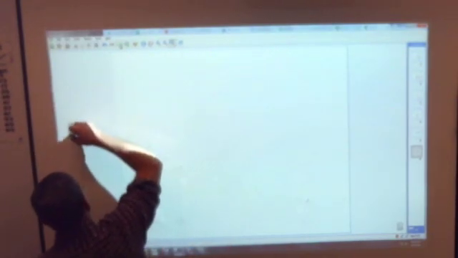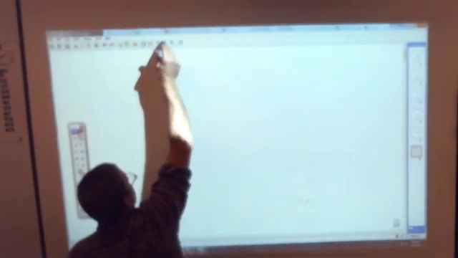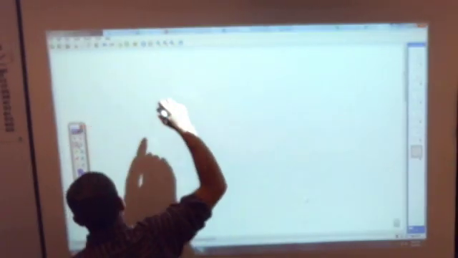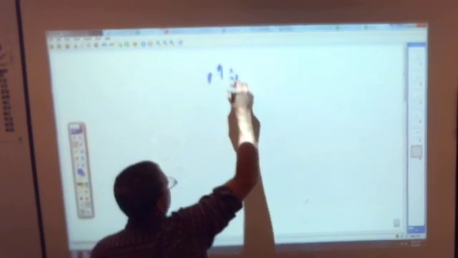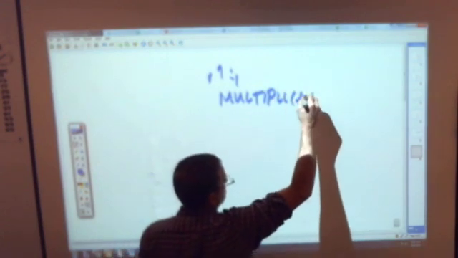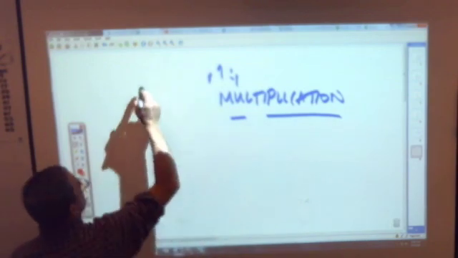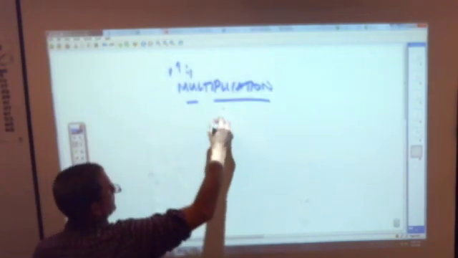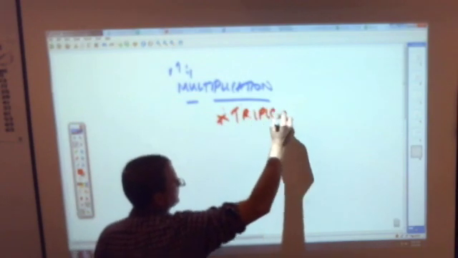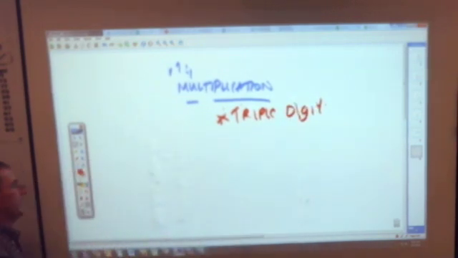Alrighty. Under multiplication, ladies and gentlemen, everybody's favorite multiplication. And it is the little subheading, multiplication. I get to get on my high horse and walk you about. Multiplication, the little subheading is triple digit, which means multiplying a 3-digit number by a 3-digit number.